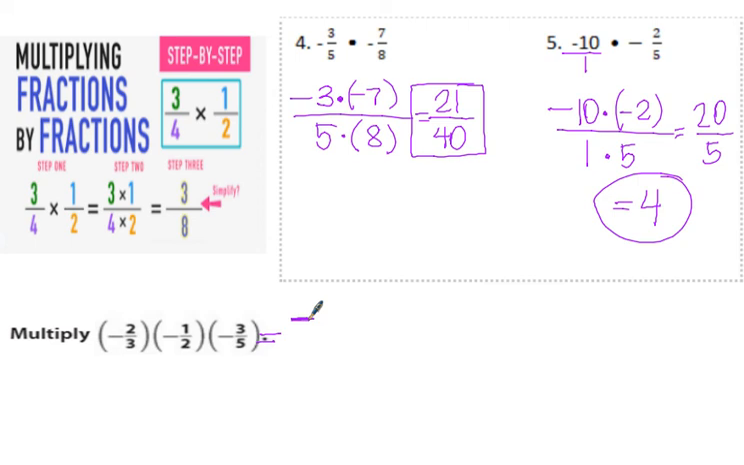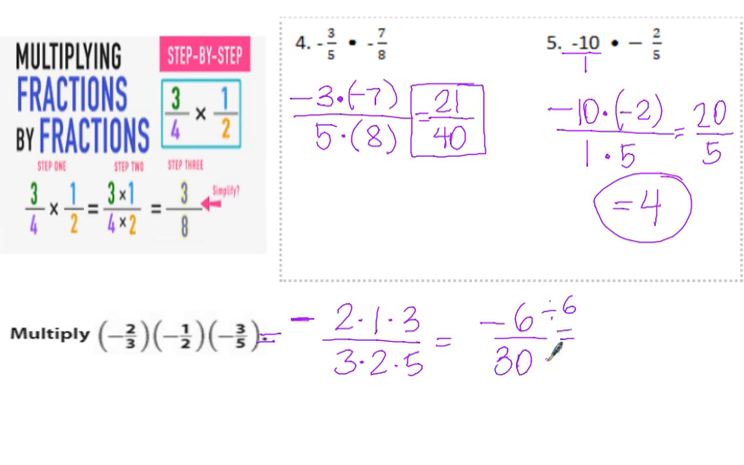And then now I can just go straight across if I want and say 2 times 1 times 3 over 3 times 2 times 5. Keep it negative. 2 times 1 is 2 times 3 is 6. 3 times 2 is 6 times 5 is 30. And then I can reduce that. Both of these divide by 6. Use your common factor. -6 divided by 6 is -1. 30 divided by 6 is 5. So it's -1/5.